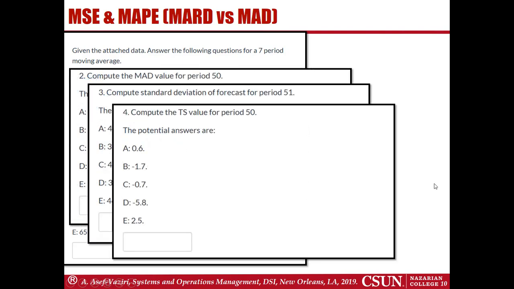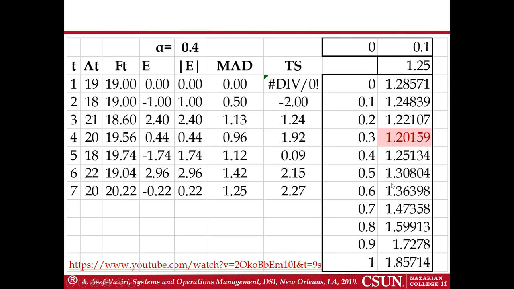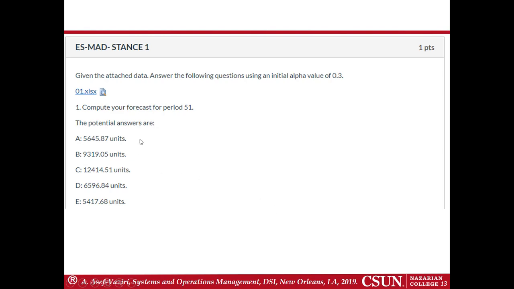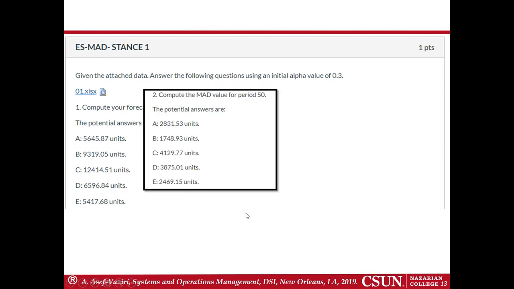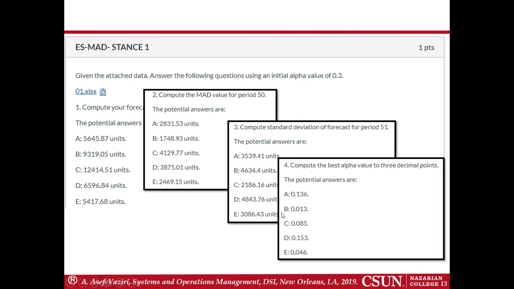Here are the questions, 6 questions on moving average, MAD, tracking signal, mean square error, and so on and so forth. The same happens for exponential smoothing. The lecture is recorded, and here also MAD for a specific alpha given to them, compute standard deviation of forecast, compute forecast for the next period, and then also they use a solver to find the optimal alpha.